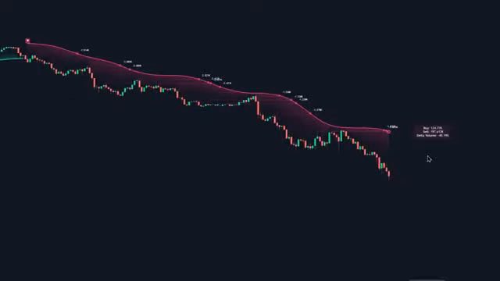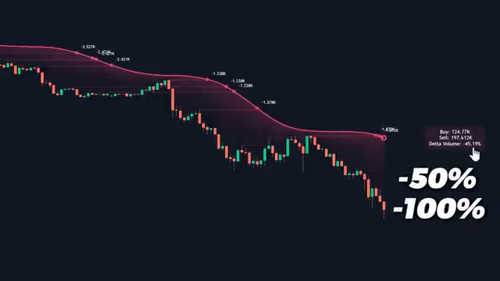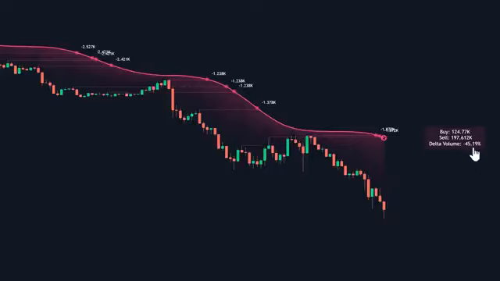Now, on the bearish side, we have a decently strong bearish trend. As you can see, the delta volume is at minus 45%. Keep in mind that for bearish trends, you want this number to be larger towards the negative side. The more negative, the stronger the trend. This value can go to minus 50, minus 100, or even all the way to minus 200%. But if it gets closer and closer to 0%, the trend weakens.